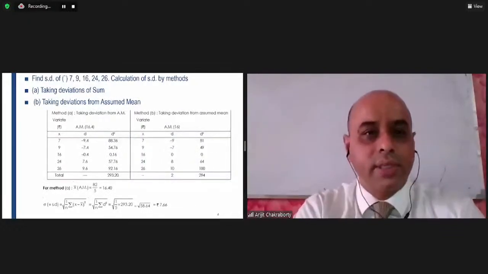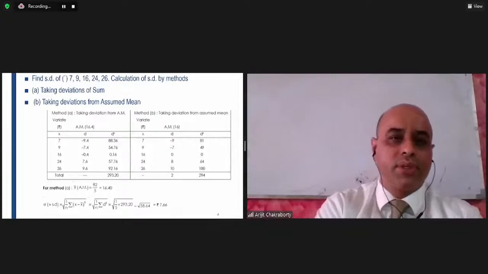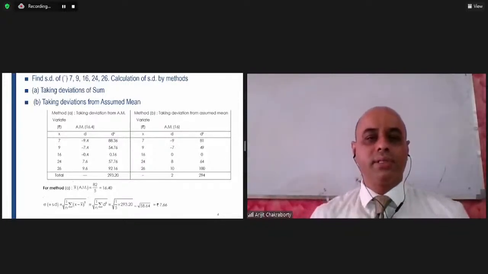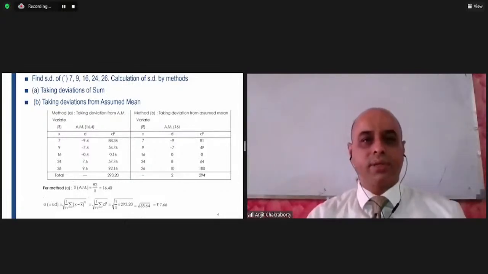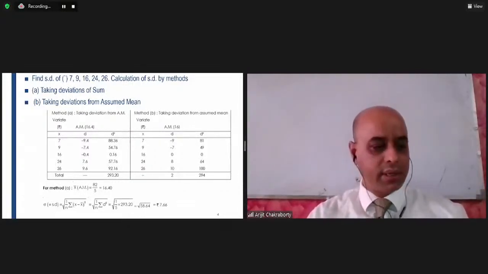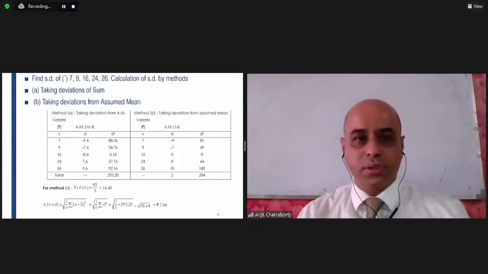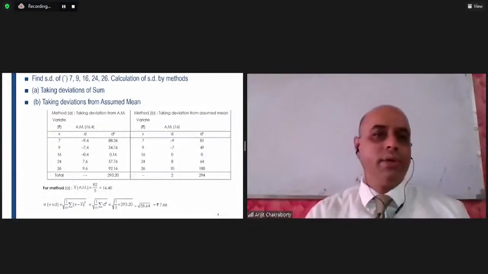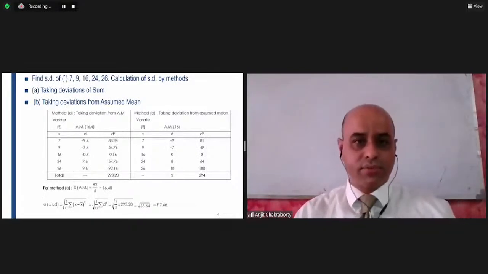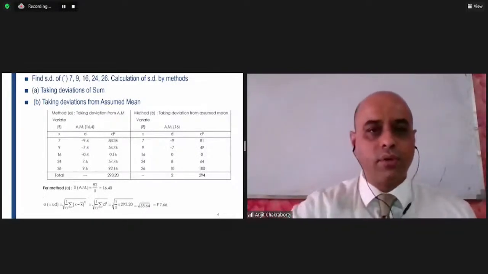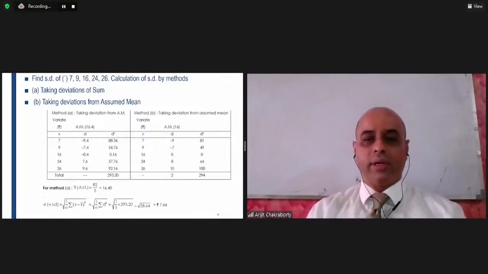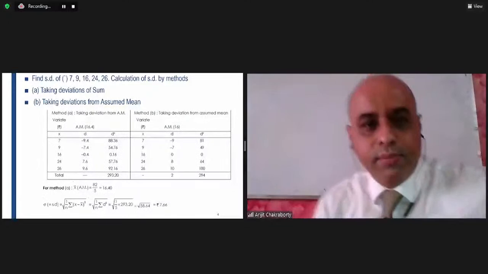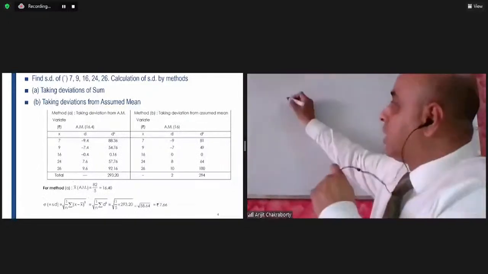Now, let us take this case. We have to find the standard deviation of 7, 9, 16, 24, and 26. Let us calculate this simple example first. We will also take a frequency distribution later. In this example, there are just a few observations and no frequencies are given. So let us try and solve it. First we will create the table. Step number 1 is to draw the table so that it helps us in calculating.